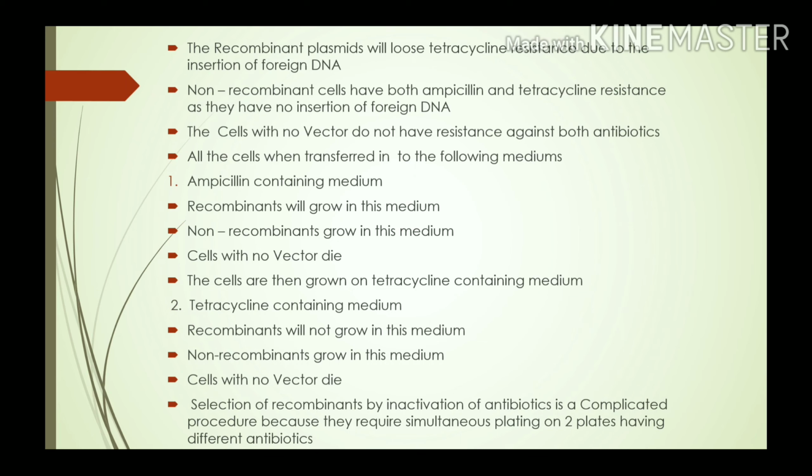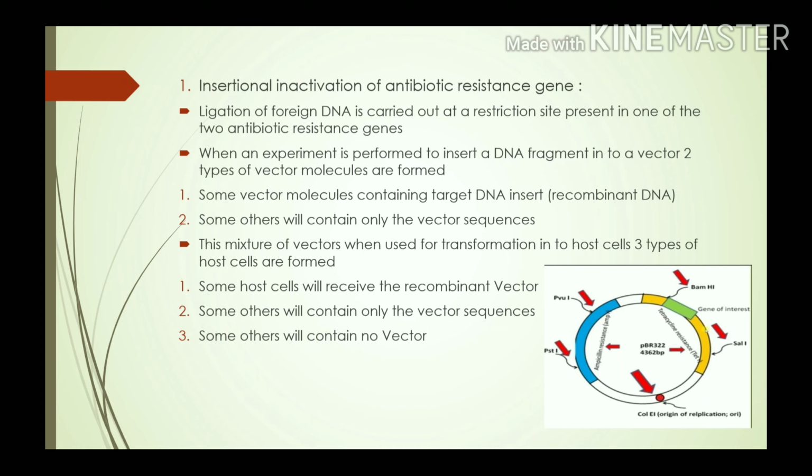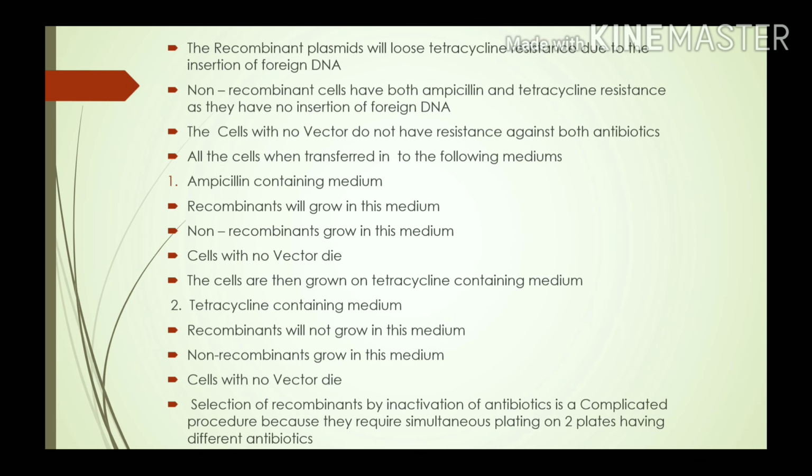So in the next step, the recombinant plasmids will lose tetracycline resistance due to the insertion of foreign DNA. So here we can see, as we are inserting the foreign DNA at the tetracycline resistance gene, this gene gets inactivated. So now this plasmid has resistance only against ampicillin. It does not have resistance against tetracycline. So the recombinant plasmids will lose tetracycline resistance due to the insertion of foreign DNA.